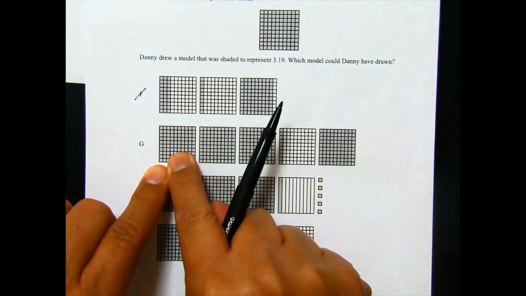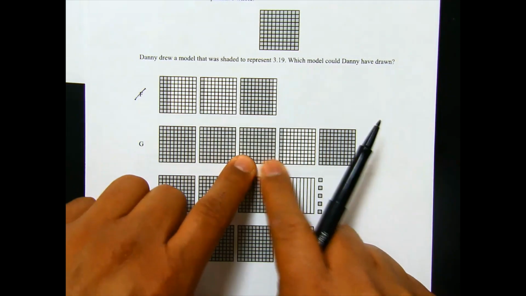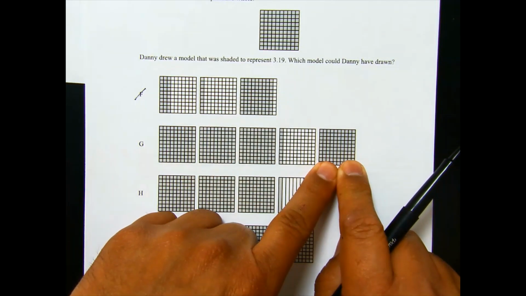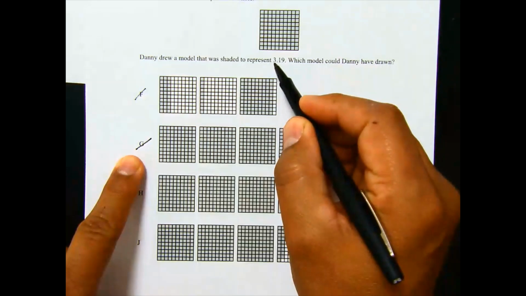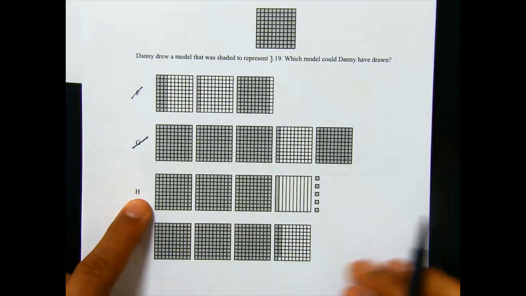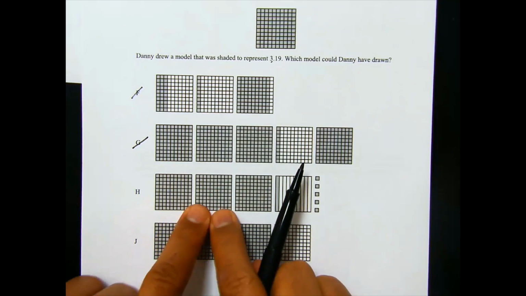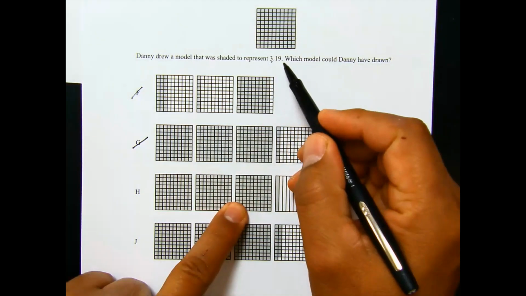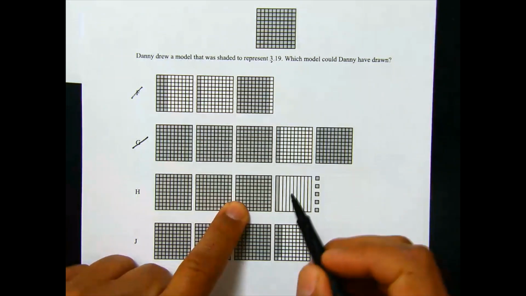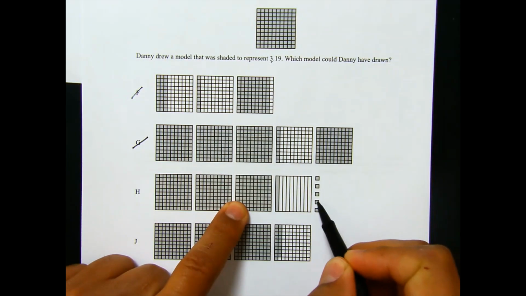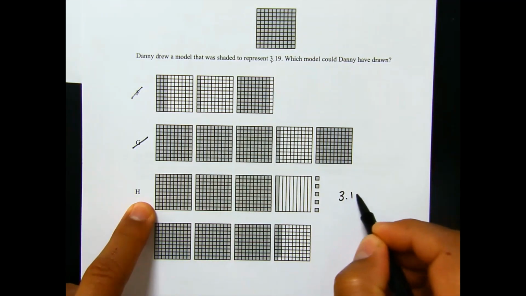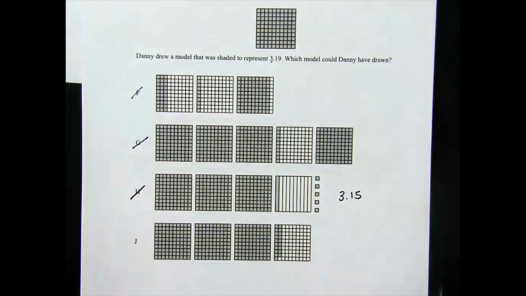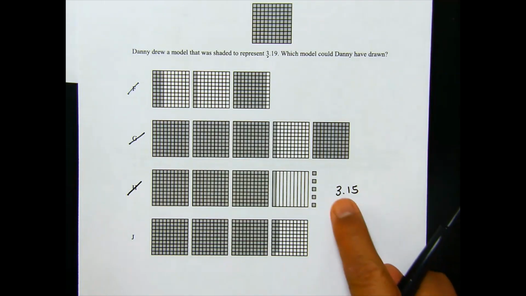So now we need 3 wholes. This one has 1, 2, 3, 4. This one actually has 4, so this one can't be it. We need 3 wholes. So now we go to this one. We have 1, 2, 3 wholes. That matches. And now I need 19 hundredths. So here we have 10, 11, 12, 13, 14, 15. So this is 3 and 15 hundredths. So it can't be that one, even though it does have a 3.